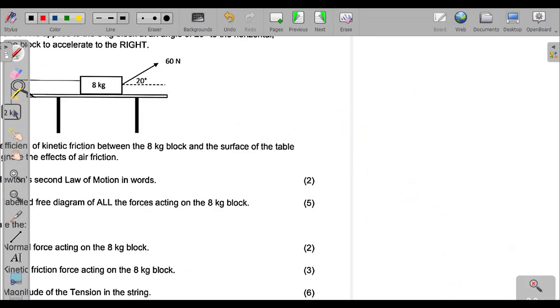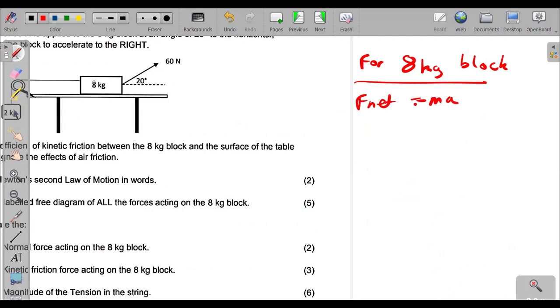How can we calculate it? We can start with the 8 kg block. So we can say for the 8 kg block, F net is equal to MA. What are we doing now? We are considering the forces acting in the horizontal dimension where the tension is acting. Right, so F net is equal to MA. You were told there was an acceleration that occurred to the right there. Which forces specifically for the 8 kg block were acting?